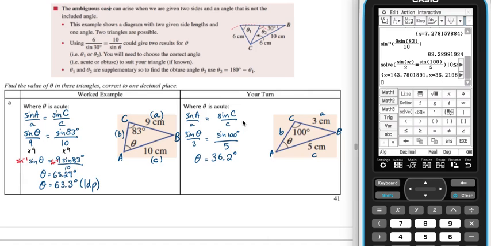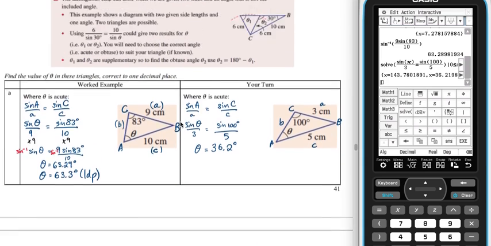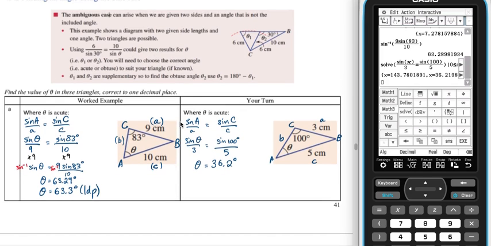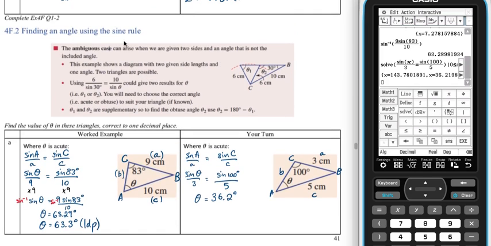This is our answers. We've now finished the sine rule questions, okay? And we'll move on to how to find an angle using the sine rule for an obtuse case in the next video.